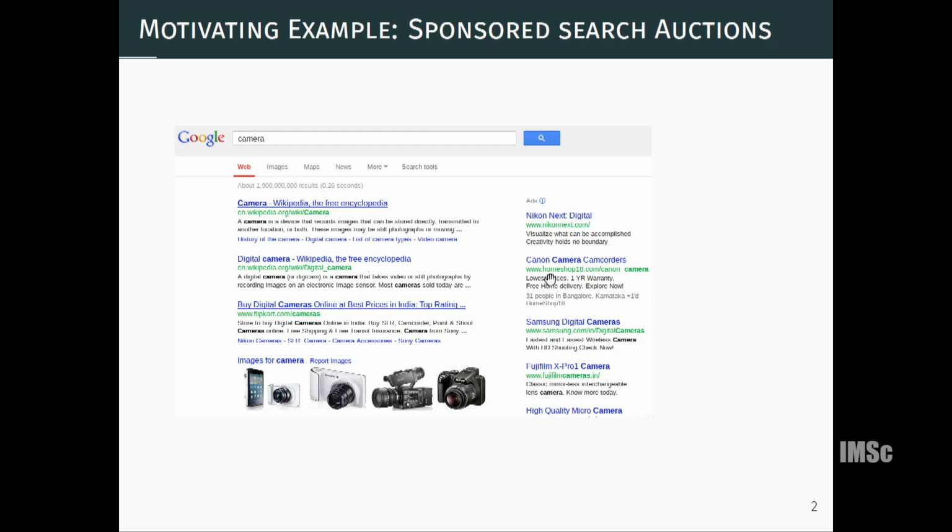So I searched for camera, I got these results, some Wikipedia, Flipkart results, but apart from that I also get some advertisements. Now what Google does is that it has some auction space available to it, and it auctions these advertisement slots. It asks, for example, Nikon and Canon and all those companies to bid for these slots. And what happens in an auction when somebody bids?